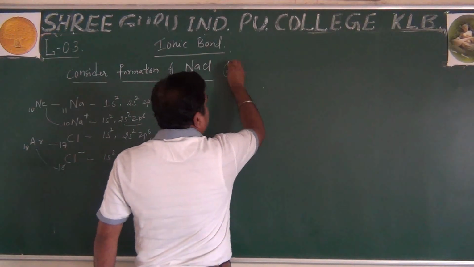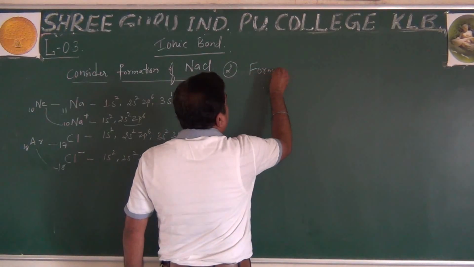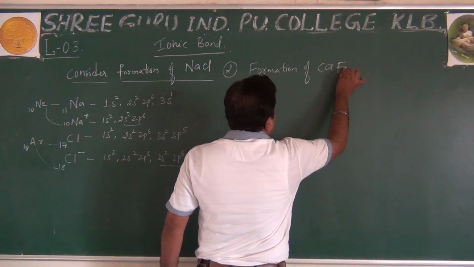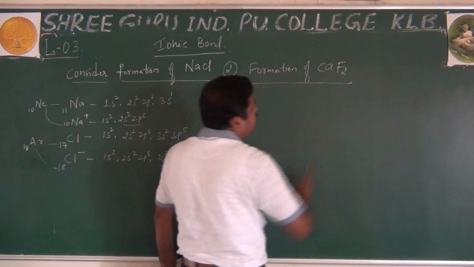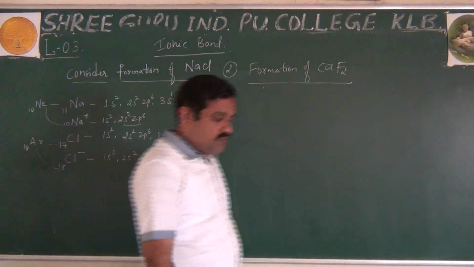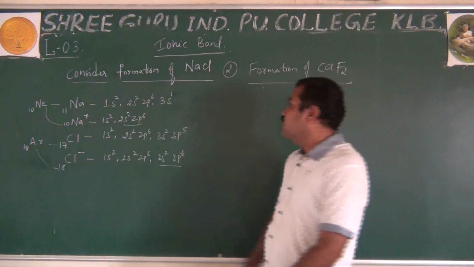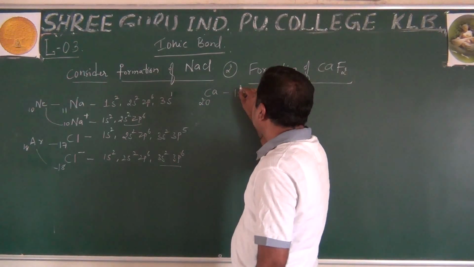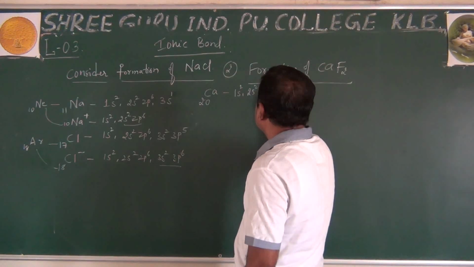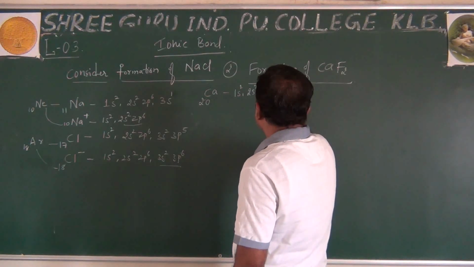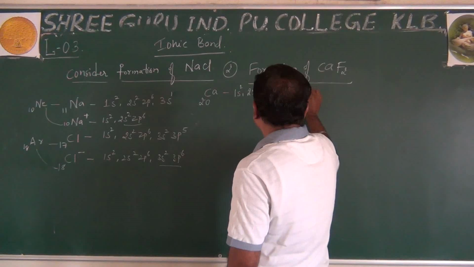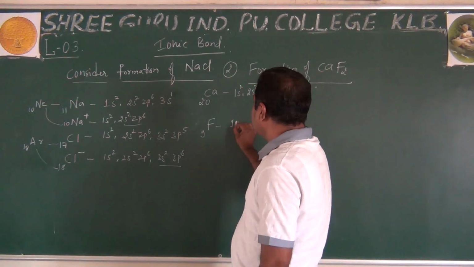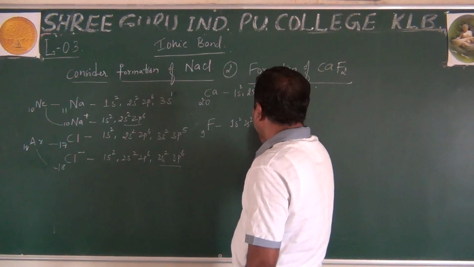Second example, if you consider, is the formation of calcium fluoride, CaF2. Just observe here. Formation of calcium fluoride solid. You know that calcium has atomic number 20: 1s2, 2s2, 2p6, 3s2, 3p6, 4s2. Then fluorine, one fluorine atom, atomic number 9: 1s2, 2s2, 2p5.